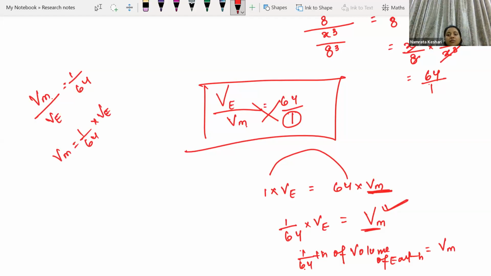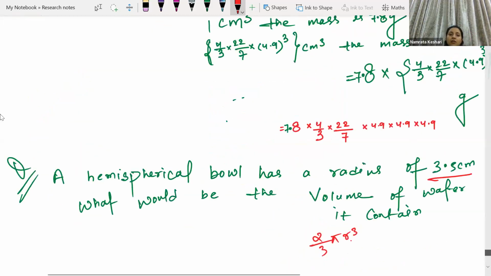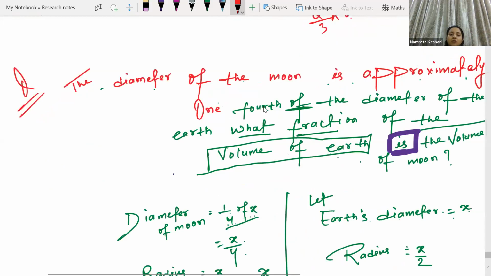Okay. So this is how we'll be doing the question. Here fraction is not asked. You can read the question again. Here it says the diameter of the moon is approximately 1/4 of the diameter of earth. Of course we know the moon is smaller than earth. Diameter is 1/4 of the earth's diameter. What fraction of the volume of earth is the volume of moon? That means the volume of moon will be equal to which fractional part of the volume of earth?